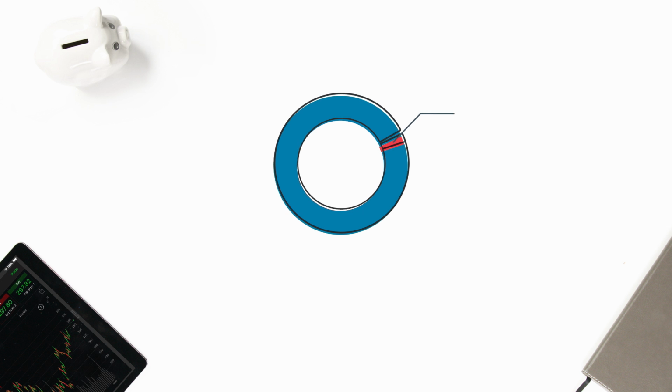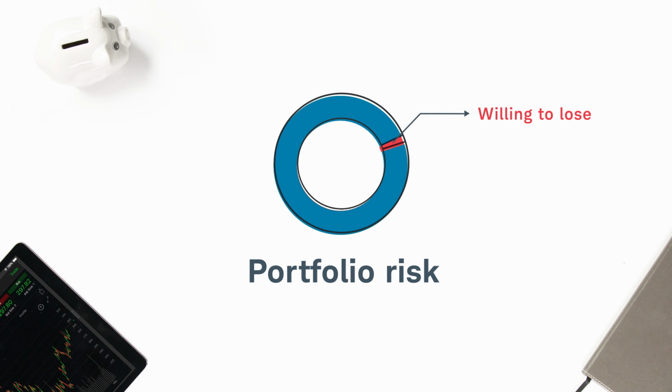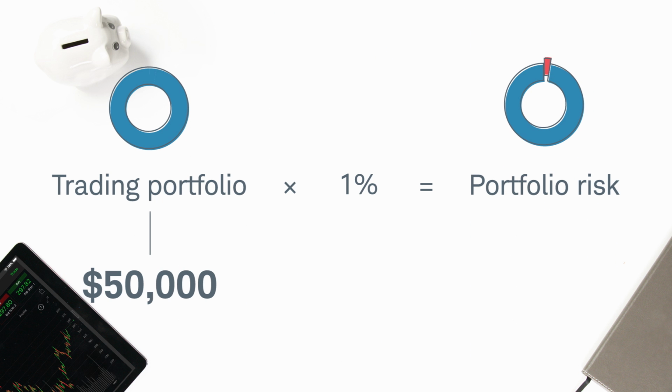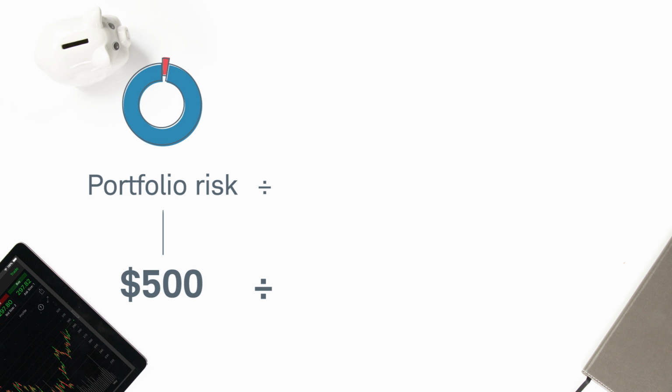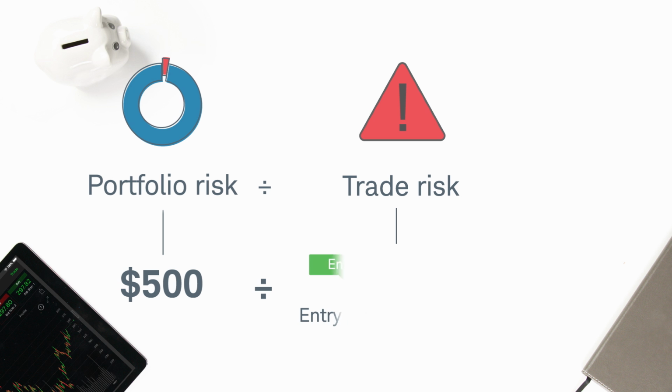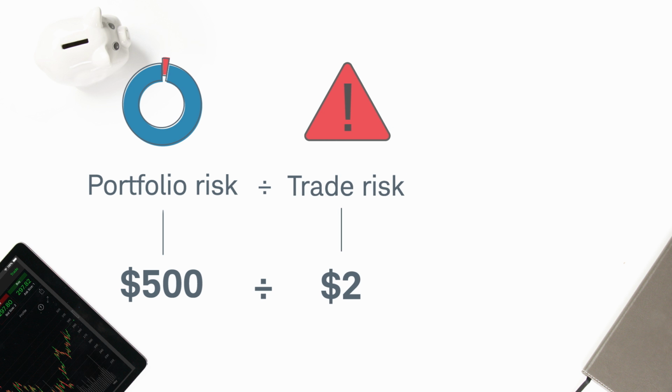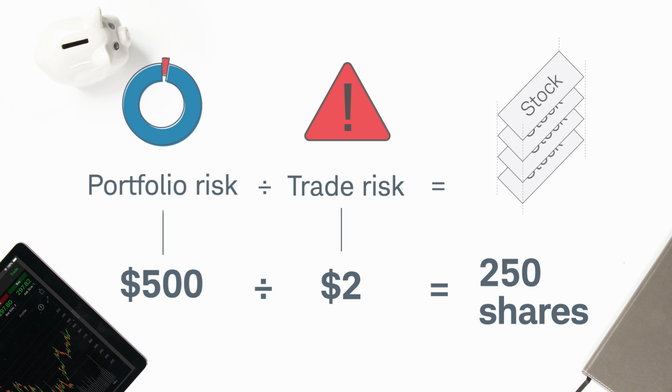A few factors can help calculate how much to invest in a trade, including the stop price and the portfolio risk. Let's say we have $50,000 in a trading portfolio and we're willing to risk no more than 1% of the portfolio on a trade, or $500. This is the portfolio risk. Next, we'll divide the portfolio risk by the trade risk, which is the difference between entry price and stop price. For our example, let's say the trade risk was $2. If we divide the portfolio risk of $500 by the trade risk of $2, we could buy 250 shares.